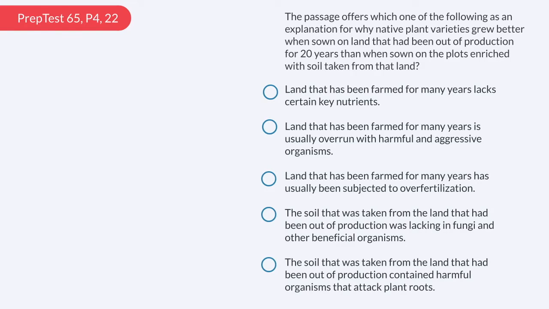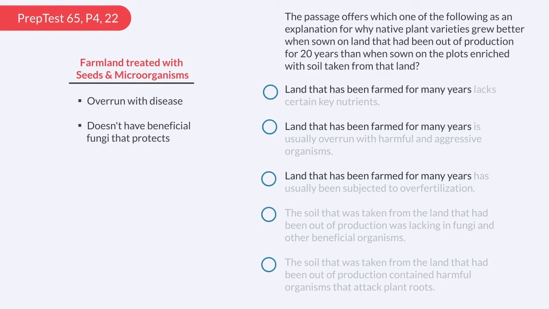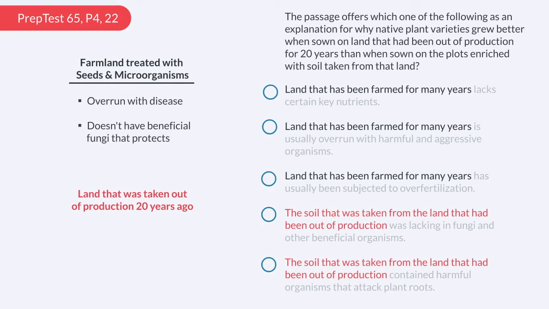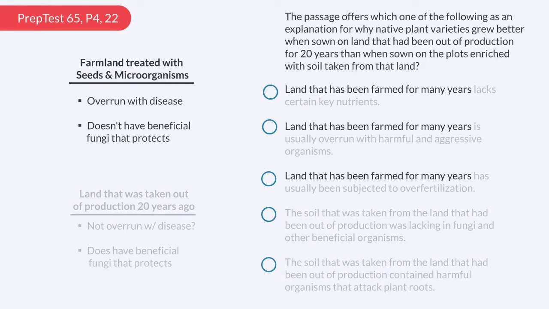They either use the overused farmland as the subject, as A, B, and C do, or they use the out of production soil as the subject. That's what D and E are doing. So A, B, and C is referring to the overused farmland. So A is saying they lack key nutrients. It's not a nutrient. They lack an organism, like fungi, that would fight off diseases. Get out of here, A.